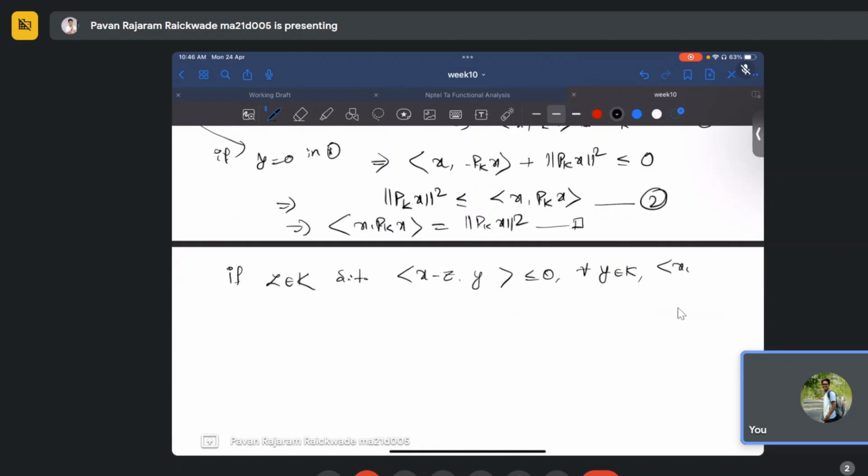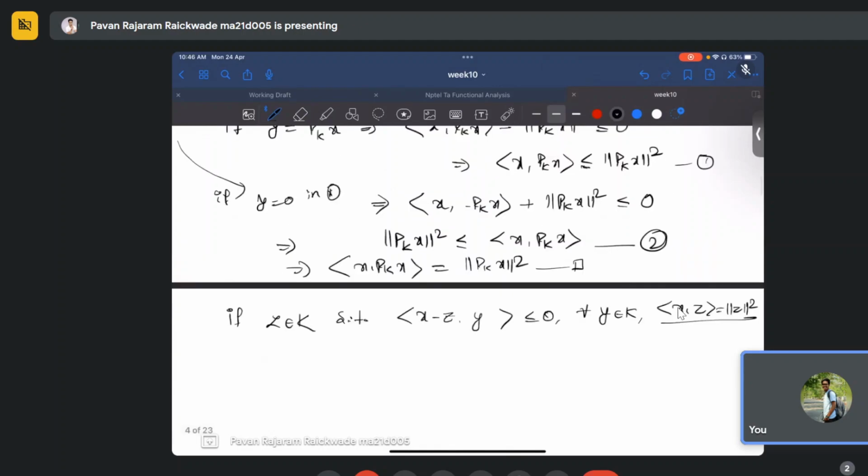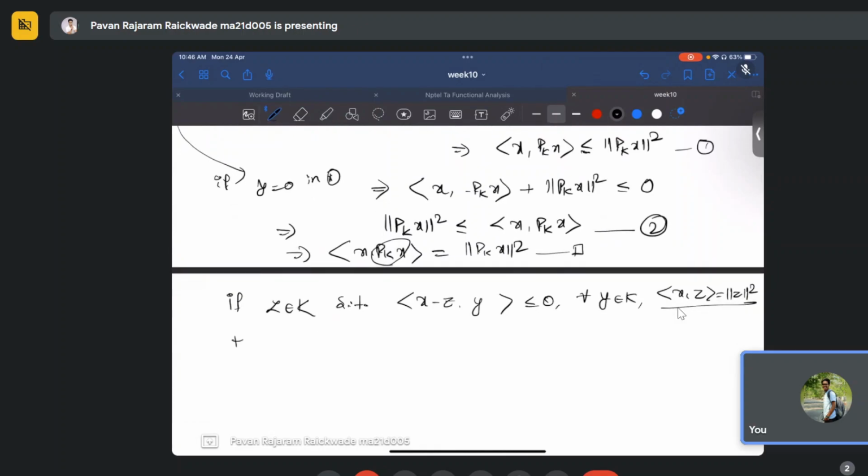The inner product of X with Z is equal to norm Z squared. Ah, this is the exact same properties as PKx. The claim is Z equals PKx. That means the distance of X from Z is less than or equal to the distance of X from Y for all Y in K. Yeah, this is what it means: Z is the closest point to X in K.